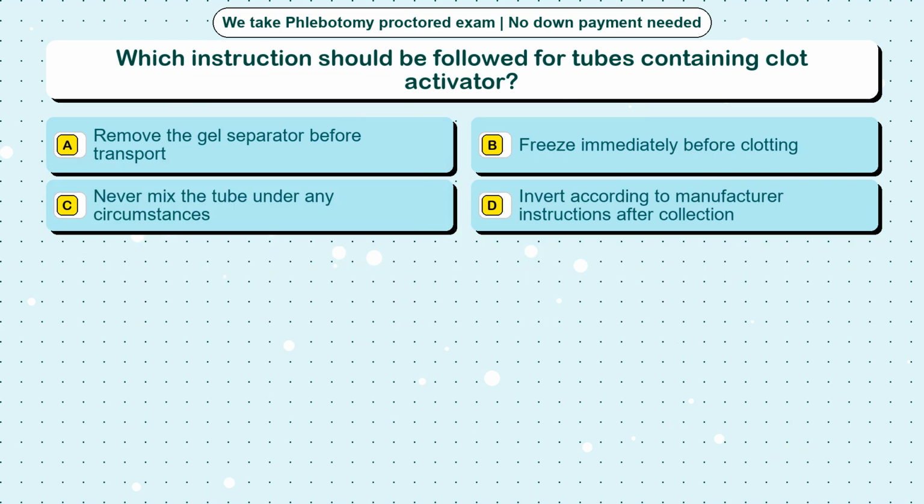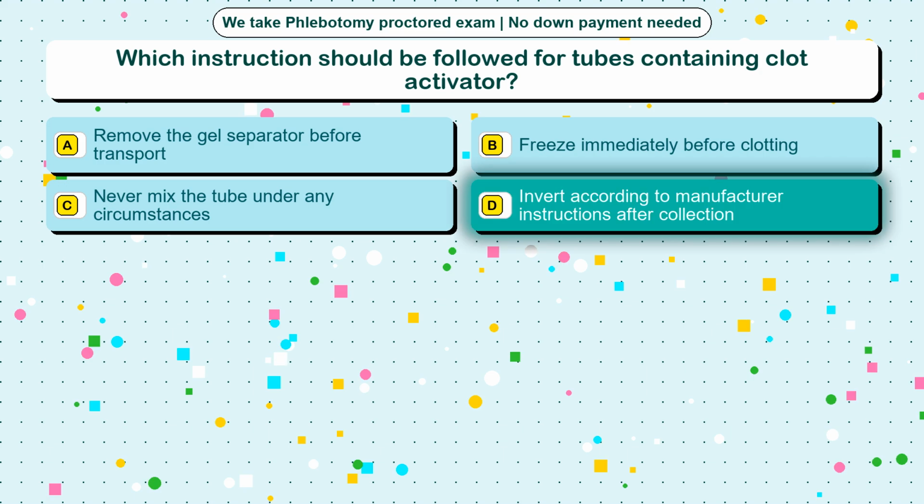Question 81. Which instruction should be followed for tubes containing clot activator? Option A, remove the gel separator before transport. Option B, freeze immediately before clotting. Option C, never mix the tube under any circumstances. Option D, invert according to manufacturer instructions after collection.